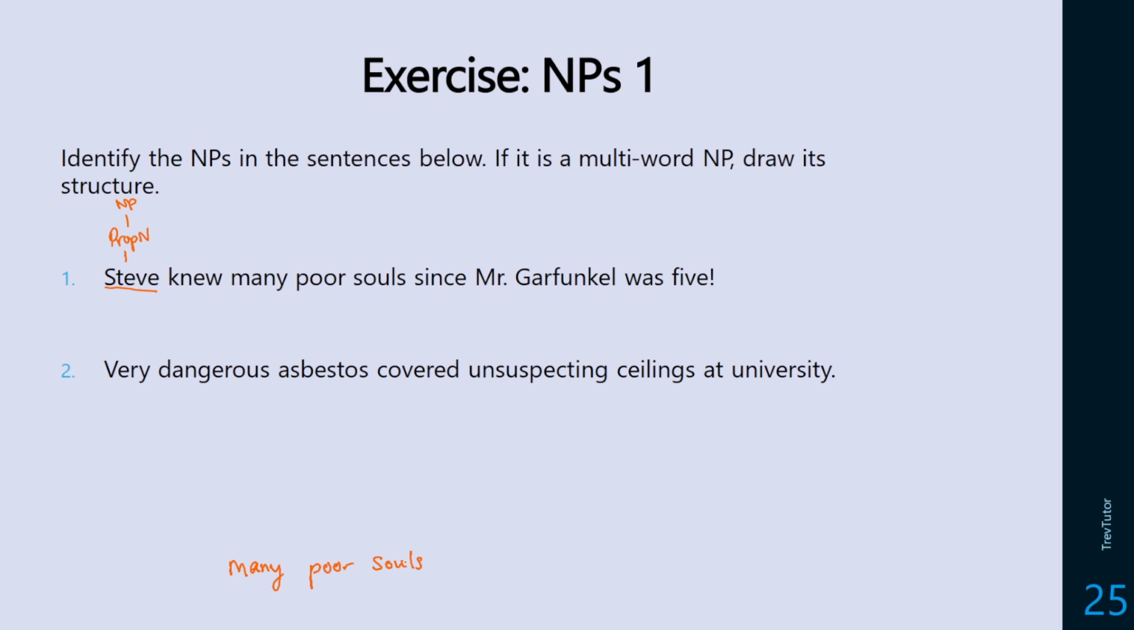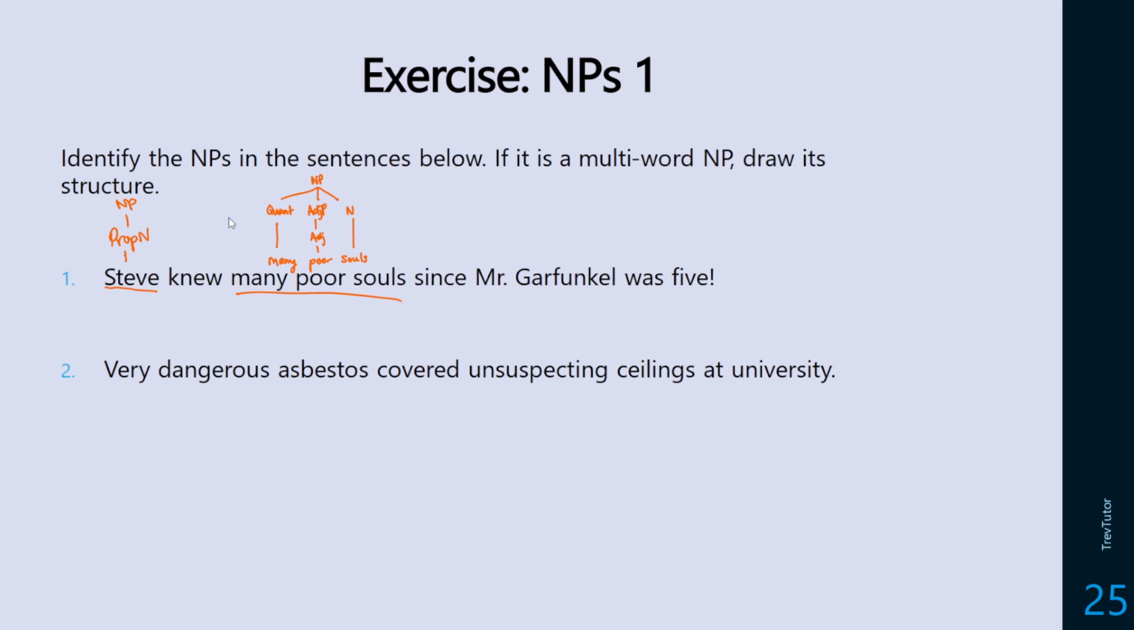Let's see what we have here. We have an adjective, poor, that is being built up into an adjective phrase. We have souls, which is a noun that's going to head that noun phrase. And then many is a quantifier that's telling you roughly how many of the souls are out there. So many poor souls is a noun phrase, and that would be its structure. We'll keep this on the page, but we'll keep it kind of small.